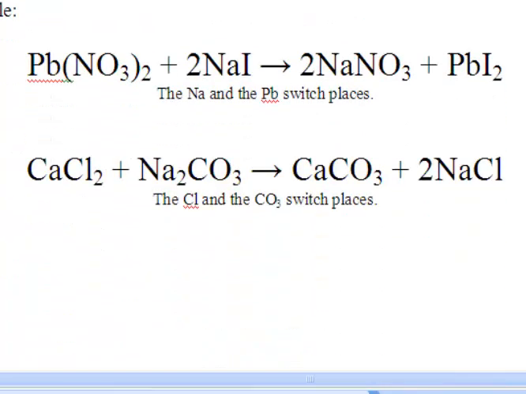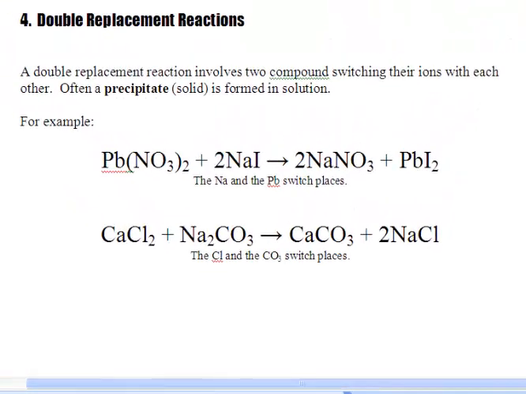Next, we've got double replacement. This involves a reaction that has two compounds switching their ions with each other. We often get a precipitate, which is a solid. And we're going to be looking at this next week. So we're going to be looking at all different types of these reactions. So we've got lead nitrate plus sodium iodide, and we get sodium nitrate plus lead iodide.